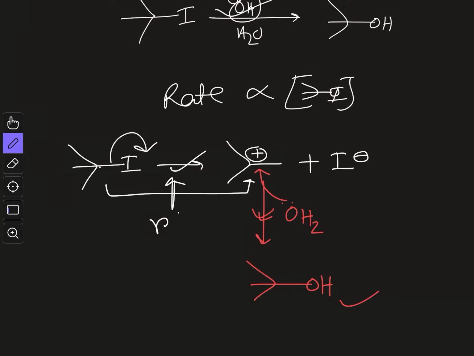So we call it RDS, or rate determining step. So as soon as the carbocation is formed, OH will immediately attack on the carbocation to get this alcohol. So this red step is very fast, and this white step is the rate determining step of the reaction.